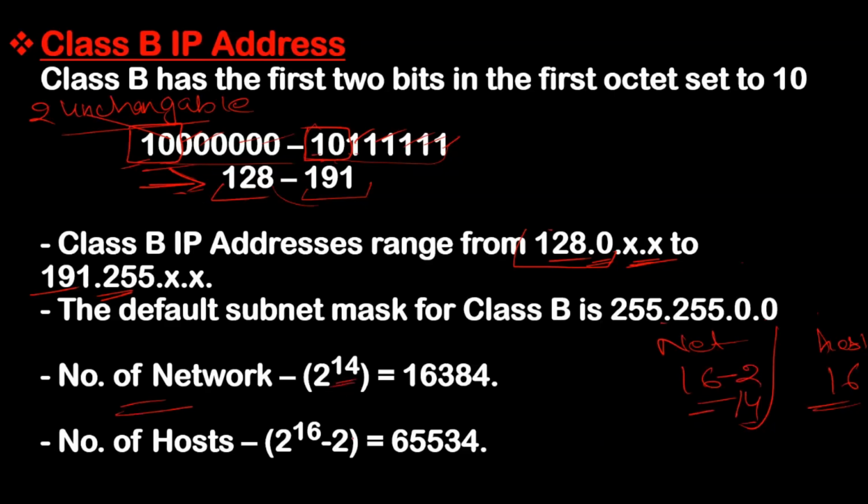So now it's 2 power 40, because in class B we have two unchangeable bits. If you count this, it's 16,384.